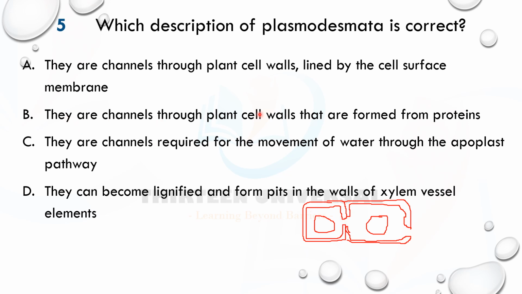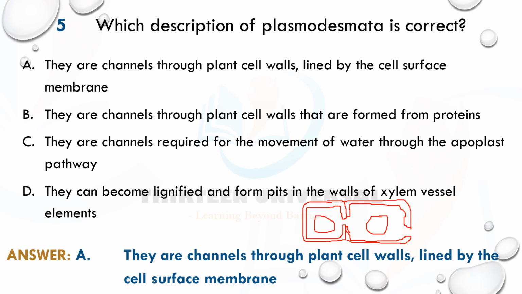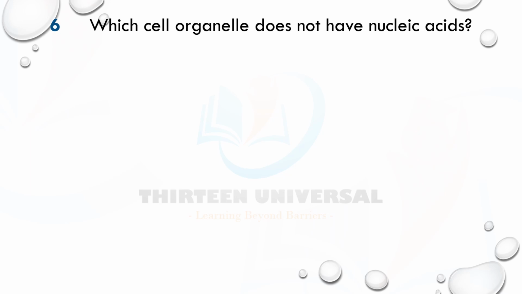B says they are channels through plant cell walls that are formed from protein. No, they're not formed from proteins. C says they are channels required for the movement of water through the apoplast. Water moves in the apoplast through the cell wall. The cell wall is apoplast. Plasmodesmata is symplast. D says they can become lignified and form pits in the walls of xylem vessel elements. That's not correct. So what is then the answer? The answer is A. Let us know what you are thinking, guys.